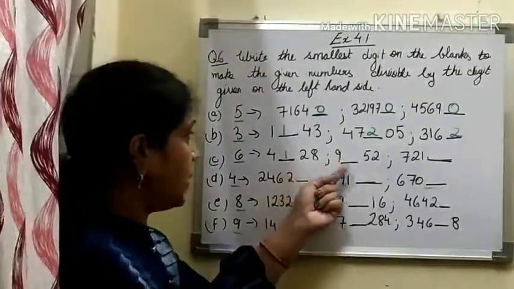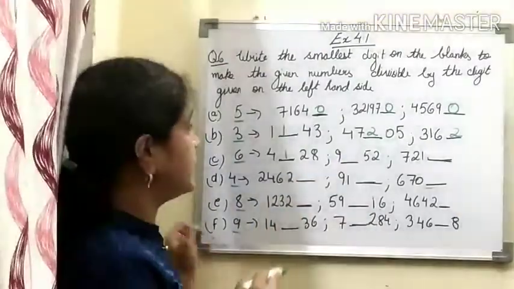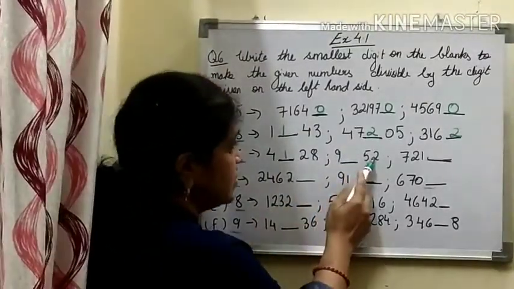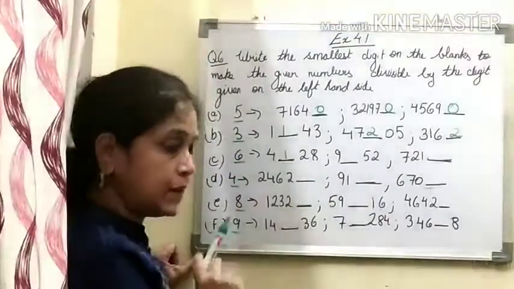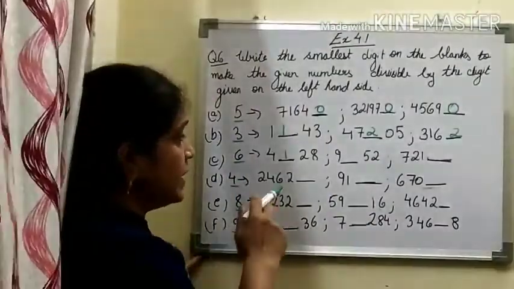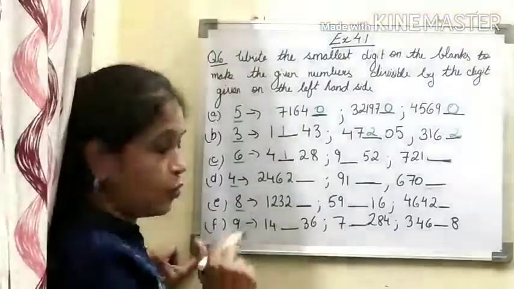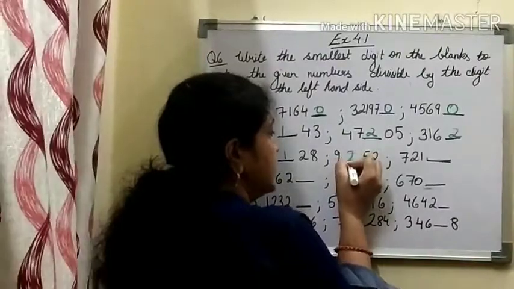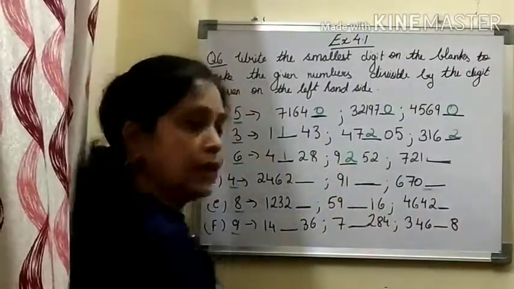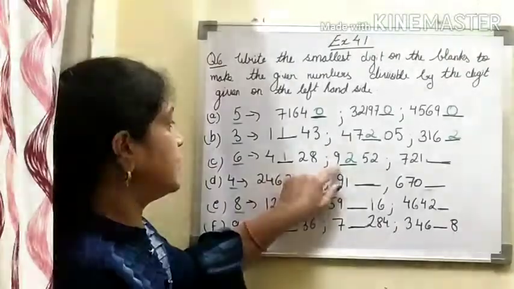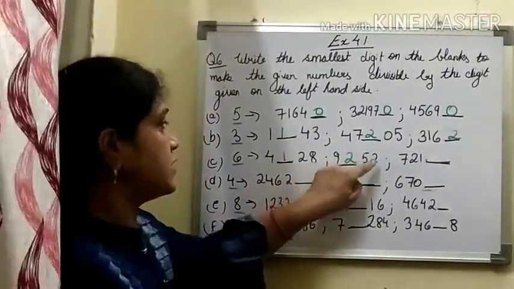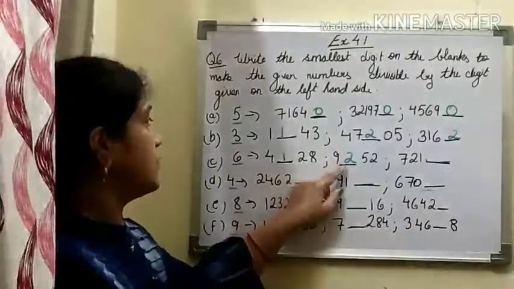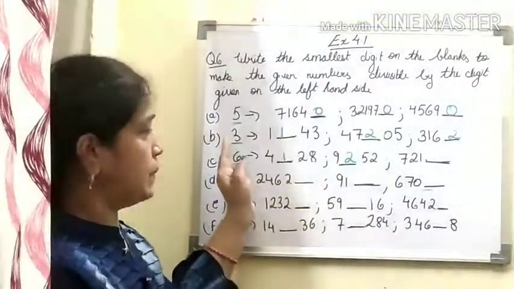Now 9 blank 5 2. Find the sum of the digits. 9 plus 5 is 14, 14 plus 2 is 16. Since the last digit is 2, this number is divisible by 2, that I am sure. Now when I found the sum of the digits, I got 16. So I have to make it divisible by 3. In order to make the sum 18, I will put 2 here. Now what happens? Find the sum of the digits. 9 plus 2 is 11, 11 plus 5 is 16, 16 plus 2 is 18. 18 is a multiple of 3. So if I insert 2, it becomes divisible by both 2 and 3 and hence divisible by 6.